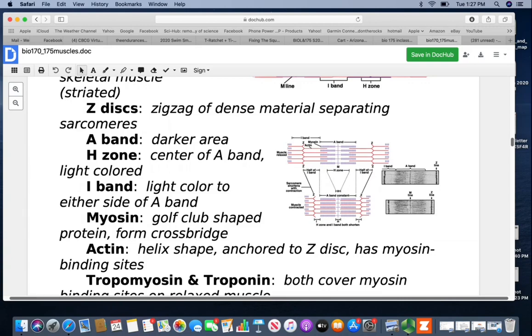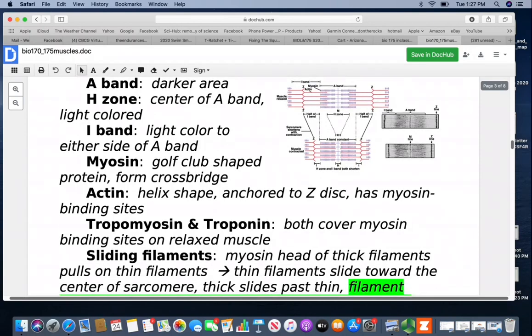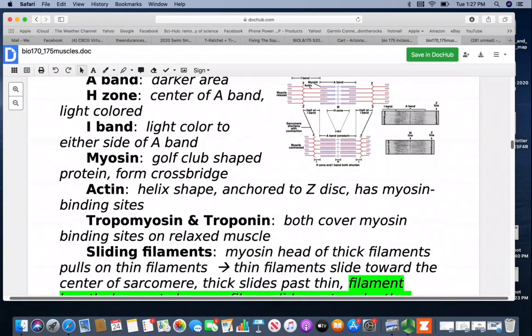So myosin is going to be a golf club shaped protein. This is going to be one that forms a cross bridge. Actin is a helix shaped protein, so it's going to be the pink one on here. It's going to be anchored to the Z disc, and it's got myosin binding sites. So what happens is when the myosin grabs onto the actin, we call that grabbing, forming a cross bridge. Troponin and tropomyosin are going to cover the myosin binding sites on relaxed muscle. By having them covered, it's going to prevent the myosin from being able to grab on it or pull on it.